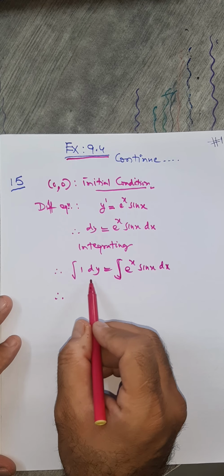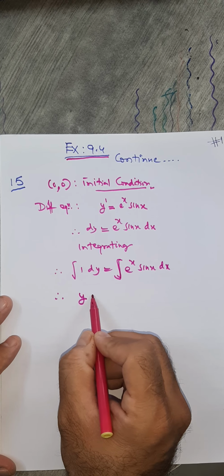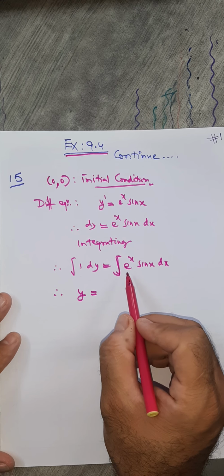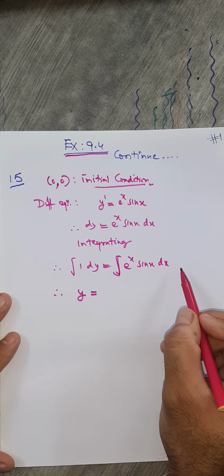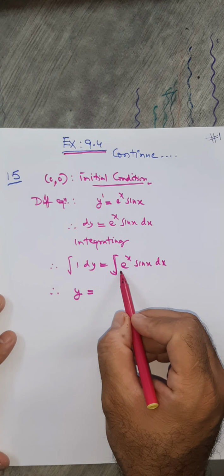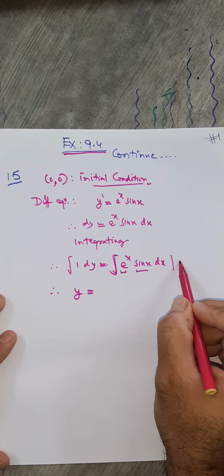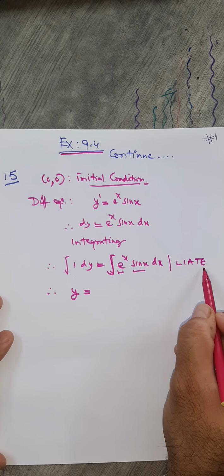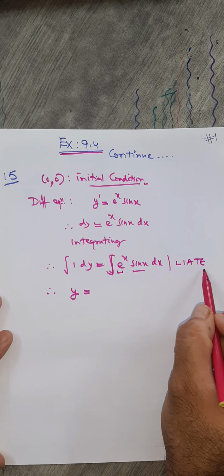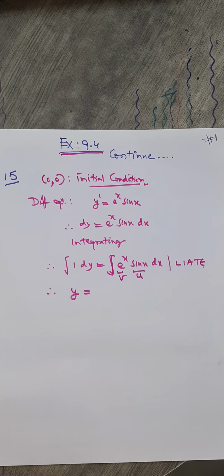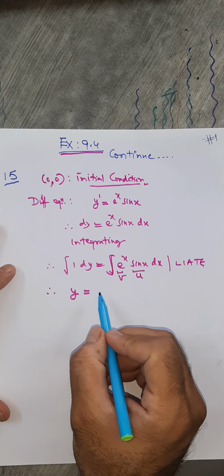Now the left hand side, you know it is just y. What about the right hand side? You need to use integration by parts. Combination of which two functions? It's a combination of exponential and trigonometric. Recall the LIATE rule. Exponential is the last function in the sequence, so this will be v, this will be u. We did such questions earlier, remember.